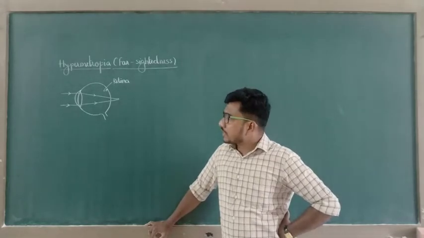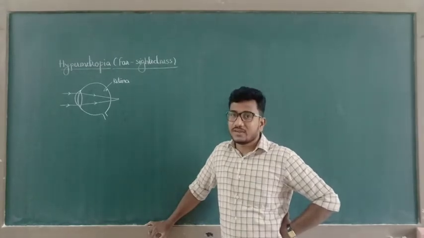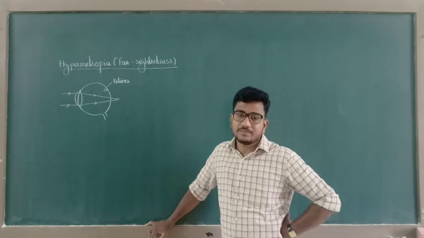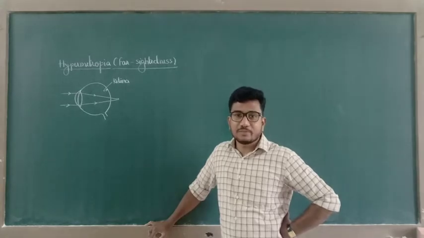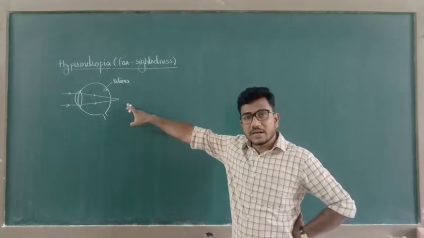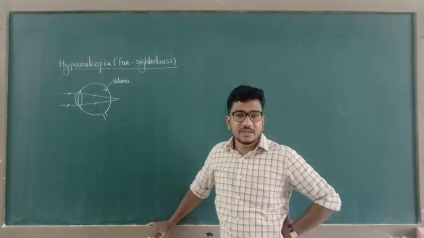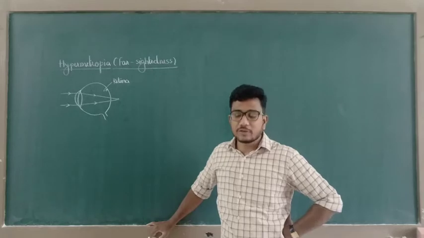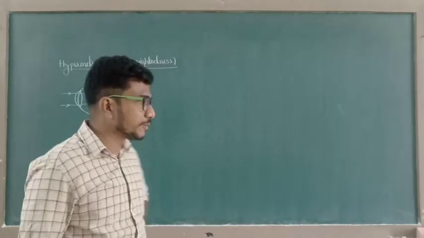So in case of this hypermetropic eye, person can see far objects clearly but not near objects. This is because the intersecting point due to refracted light rays lies behind the retina, because there is a change in near point in case of hypermetropic eye. So let us note down the definition for this hypermetropic eye.